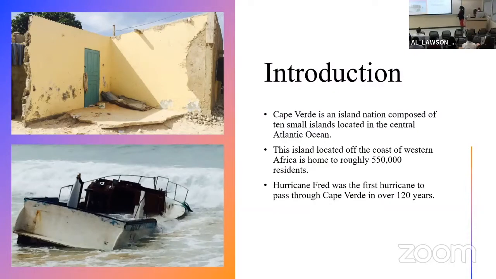Cape Verde is an island nation composed of 10 small islands in the Atlantic, right off the west coast of West Africa, and it's a really small nation of 550,000 residents. What made this hurricane significant was that it was the first hurricane to occur there in 120 years.